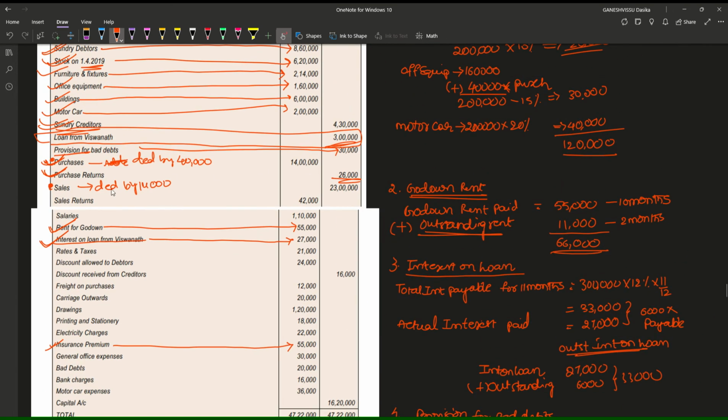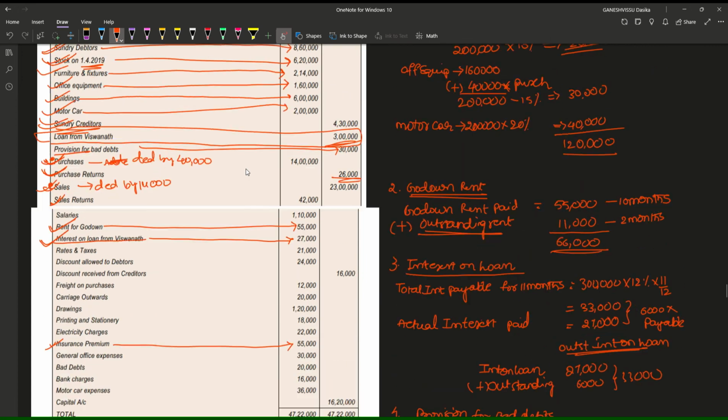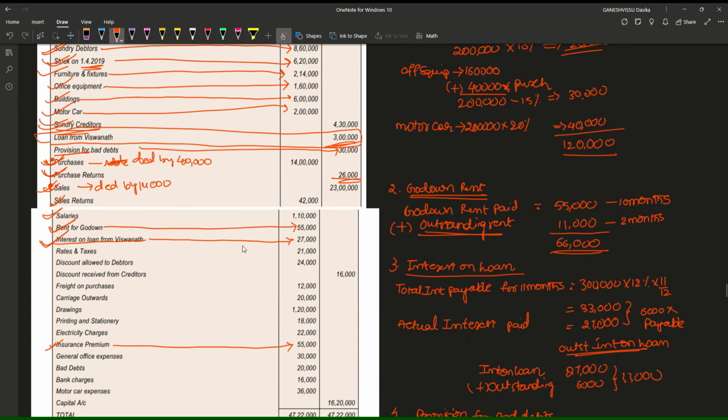Now we can go for the salaries. Now we completed sales also. Salaries 1,10,000. To salaries 1,10,000. There is no adjustment regarding salaries. Completed. Now comes rates and taxes. To rates and taxes 21,000.